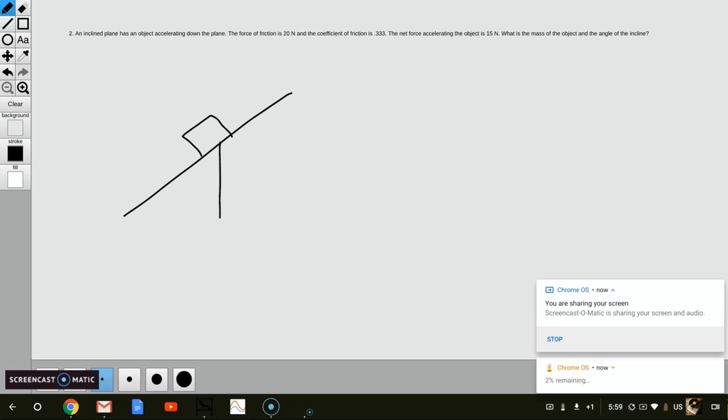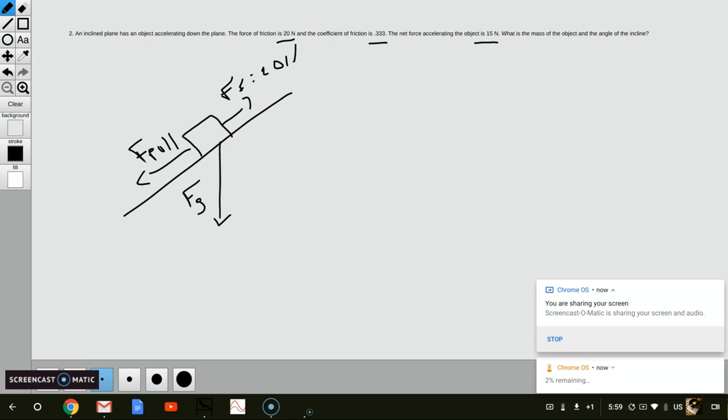All right, so what we're going to start off with here is we're going to draw a quick sketch. The sketch will look kind of like this, and then we'll have a force of friction going this way. It's 20 newtons. We do know the coefficient of friction is 0.33. Force of friction is 20 newtons. The net force is 15 newtons. I know that's kind of weird for me to give you a net force, not anything else, but this is the way we're going to do it.